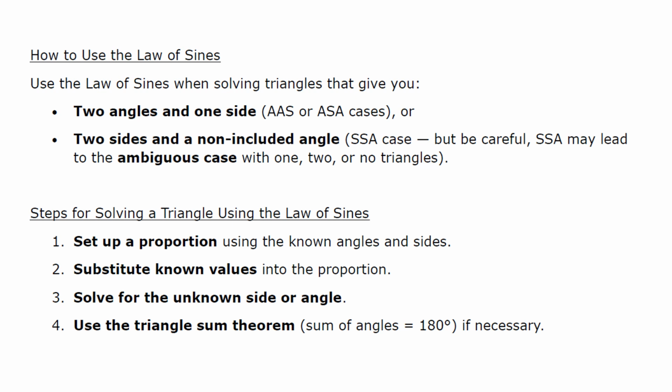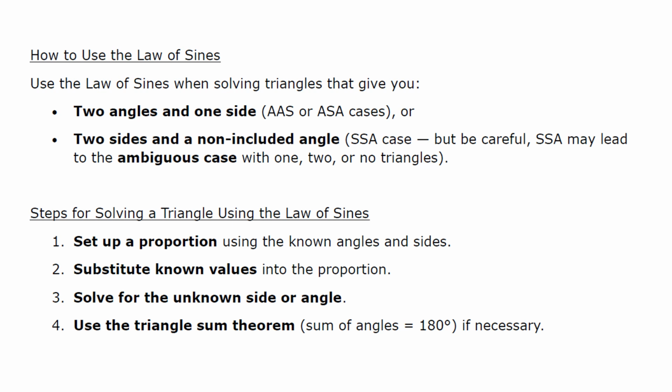Here are 4 steps that we could take to solve a triangle using the law of sines. The first step is to set up a proportion using the known angles and sides, identifying what are the angles in your triangle, what are the side lengths in your triangle, and then plugging that into the formula for the law of sines. Then step 2, substitute known values into the proportion. Step 3, solve for the unknown side or angle. And then step 4, use the triangle sum theorem, knowing that all the angles in a triangle equal 180 degrees, in order to find your missing angle measures.